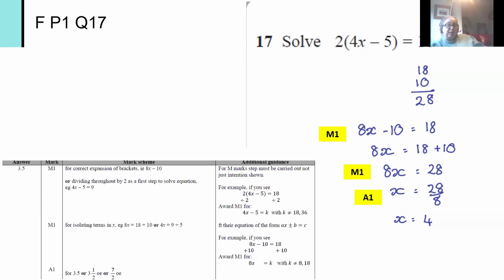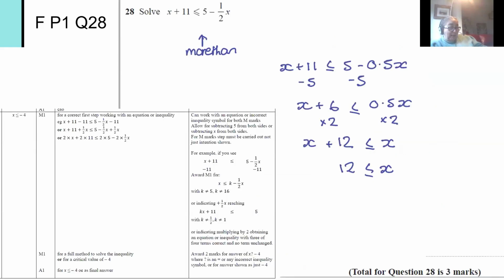So that gives you an example of where ISW kicks in, and they're not penalised for incorrectly simplifying. I thought that was quite a nice one to show you, because I think it is important you see it in action. And then the last question on this paper, I believe, was the inequalities.